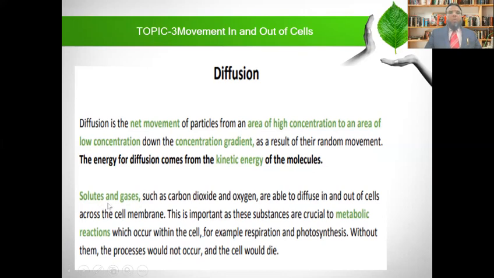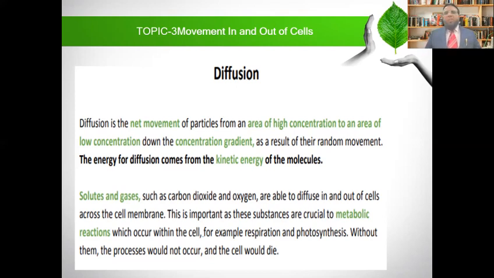Now see, solutes and gases such as carbon dioxide and oxygen are able to diffuse in and out of the cells across the cell membrane. This is important as these substances are crucial to metabolic reactions which occur within the cell, for example respiration and photosynthesis. Without them, the process would not occur and the cell would die. Okay, because this process is very crucial. This process is very important for plant as well as for animal life.